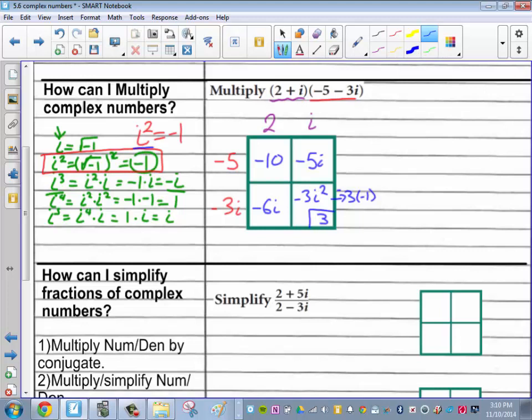Now we combine like terms, okay? So let's do it. We're going to combine the -10 and the 3 right here. -10 and 3 gives me -7. And we're going to combine the -6i and the -5i. That will give me -11i. There's your solution right here. 2 plus i times -5 minus 3i gives you -7 minus 11i. And that is how you multiply complex numbers.